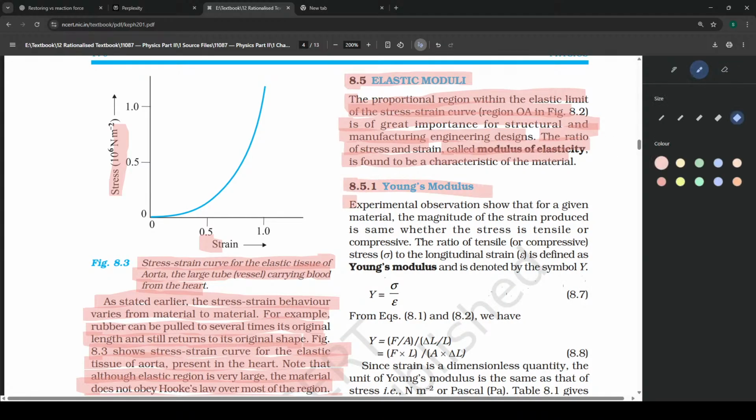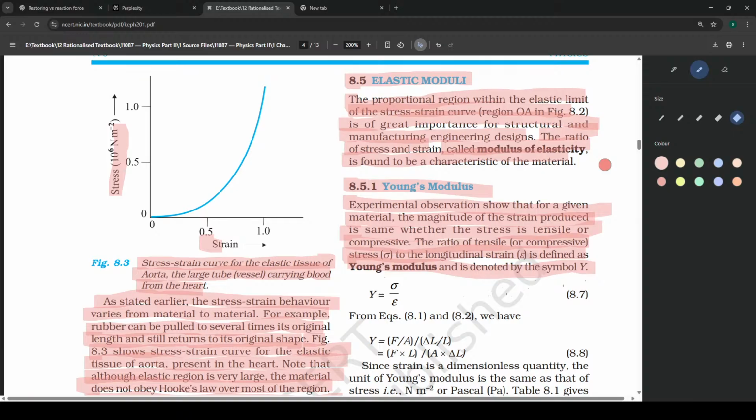Young's modulus. Experimental observations show that for a given material, the magnitude of strain produced is the same whether stress is tensile or compressive. The ratio of tensile or compressive stress to the longitudinal strain is defined as Young's modulus and is denoted by the symbol Y. What they are saying is that for any given material, the magnitude of strain produced is the same whether we apply a tensile stress or a compressive stress.